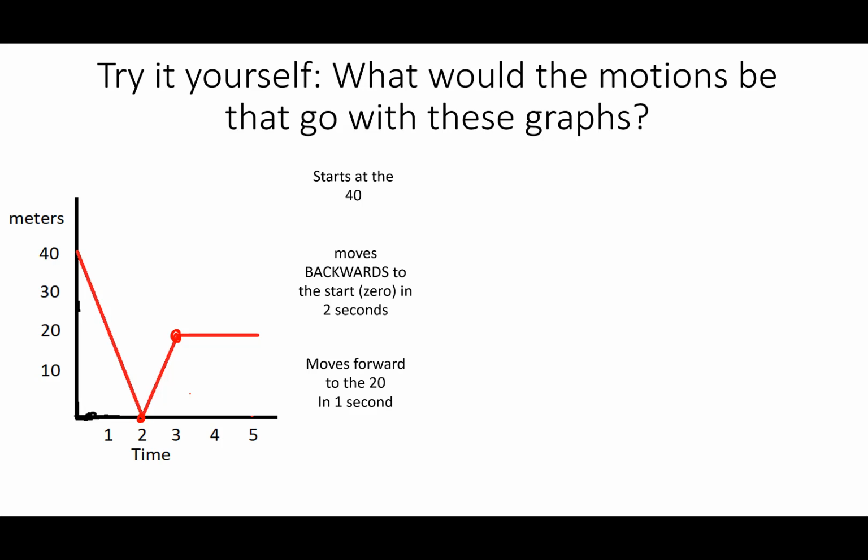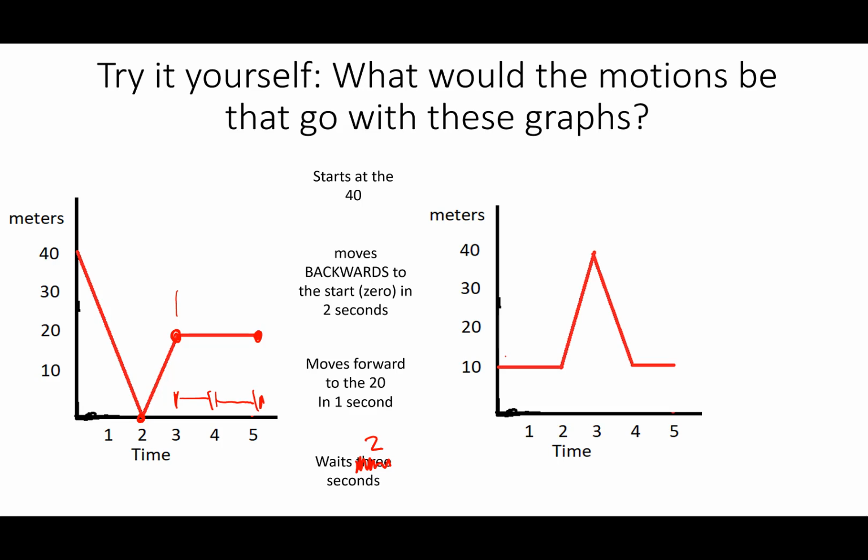Then it waits 3 seconds. Does not move for 3 seconds and stays at the same place. So 3, I'm wrong. Waits 2 seconds. Because it's 3 here, 5 here, so that's 1 second. That's 2 seconds. Apologies. Anyway, what about this graph? What would this look like?